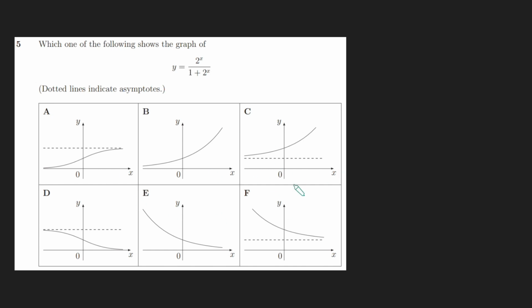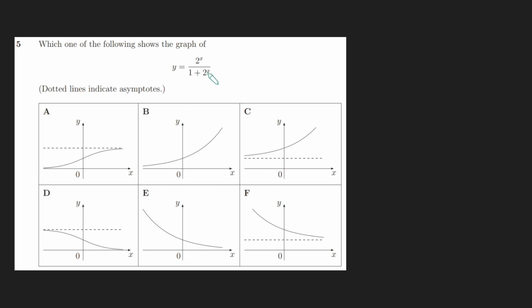I'm going to be solving this graph problem from the TMUA. We want to know which of the following shows the graph of y equals 2 to the x divided by 1 plus 2 to the x, and we've got 6 options here. Now, my general strategy is to use process of elimination for these sorts of questions, and I like to start by thinking of the intercepts.